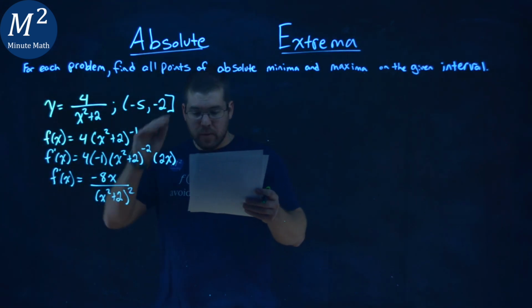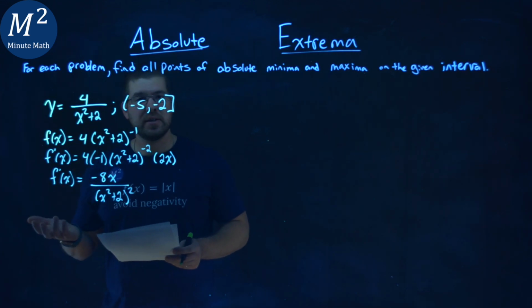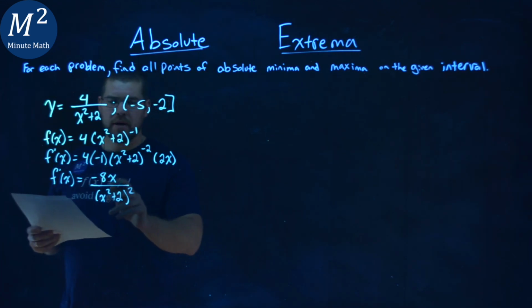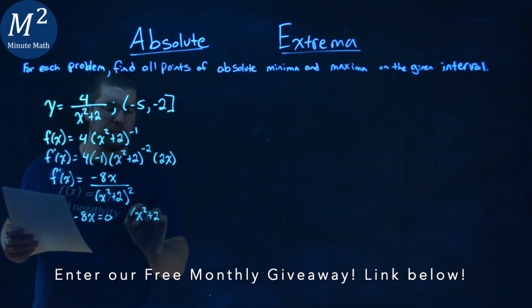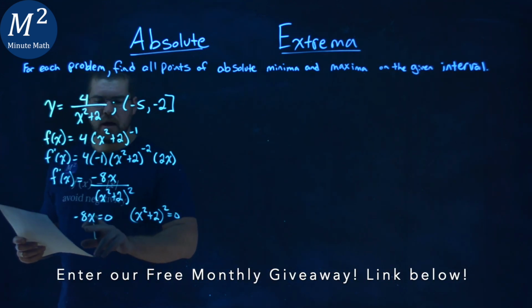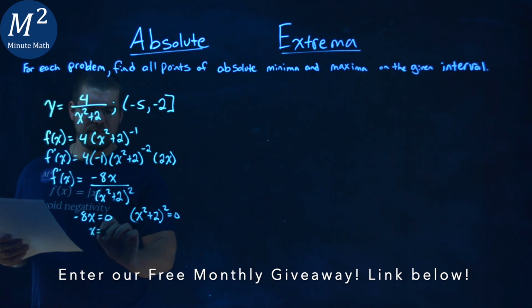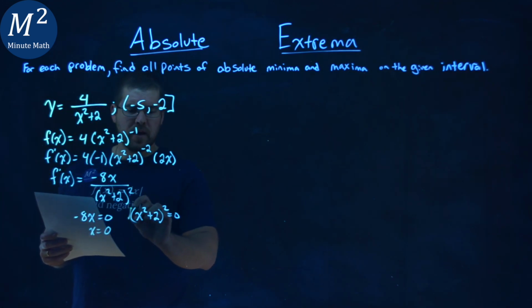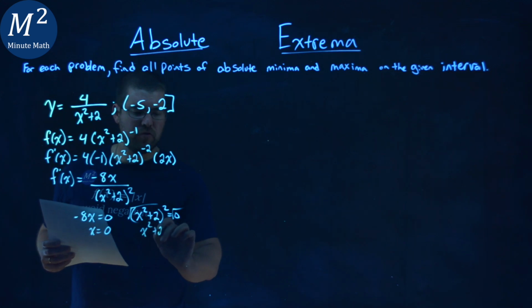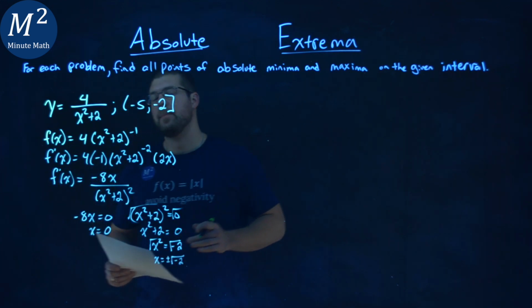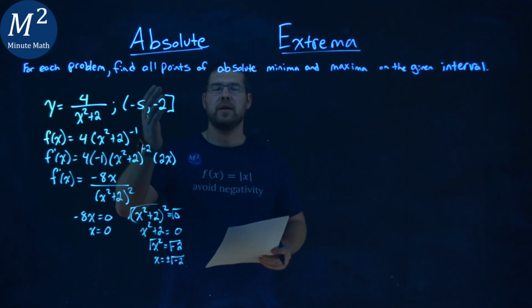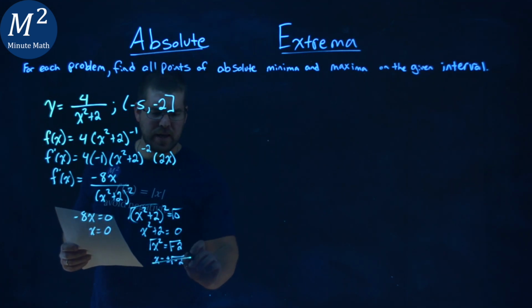Okay? Now, since we want to find the critical values, we're going to see where we're equal to 0 as well as undefined. So I'm going to set my numerator, negative 8x, equal to 0, and our denominator, x squared plus 2, all squared, equal to 0. Divide both sides by negative 8, that's easy, x equals a 0. Square root both sides, and we have, well, x squared plus 2 equals square root of 0, which is 0. Subtract 2 to both sides, x squared equals a negative 2. Square root both sides, and we have x equals plus or minus square root of negative 2, and that is imaginary, which is clearly not in our interval or domain here. So we can't use those values.